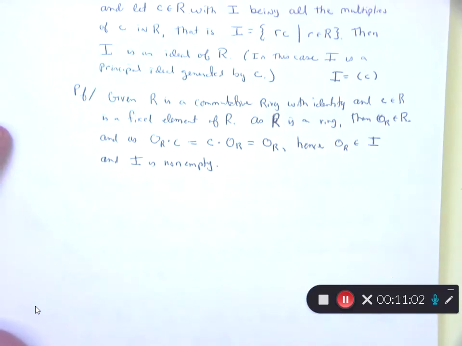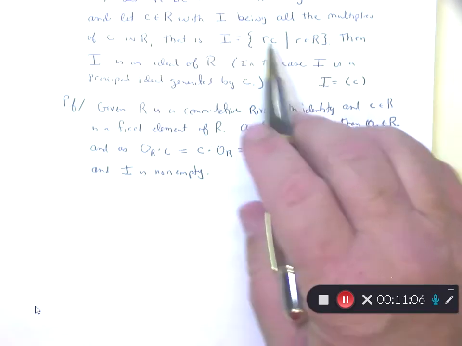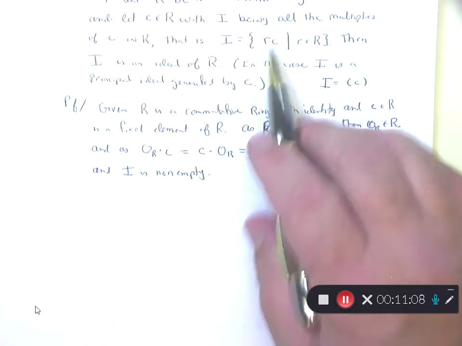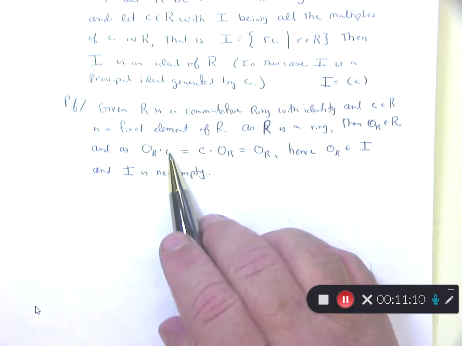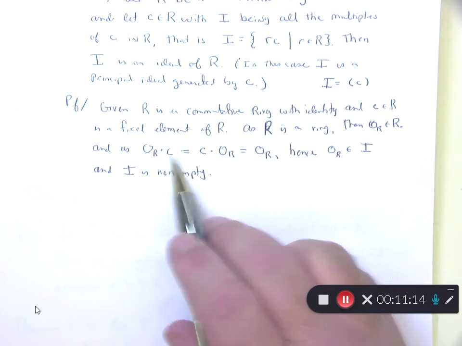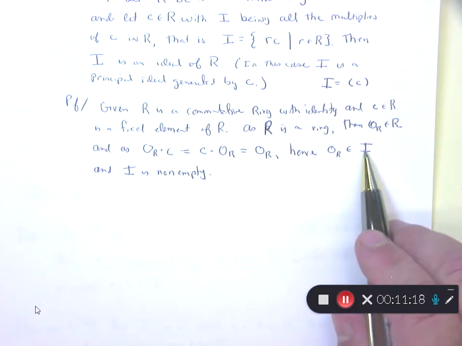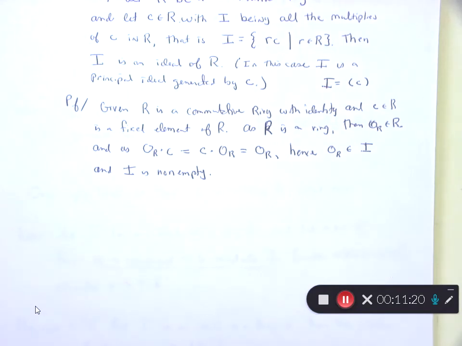Now remember, we're trying to show I is an ideal. I've got to show it's non-empty. So I is all the multiples of C. Well, since 0 times C equals 0, and 0 is a multiple of C, that puts 0 inside of I, and that makes I non-empty. So the first part, showing it's non-empty, is usually the trivial part.